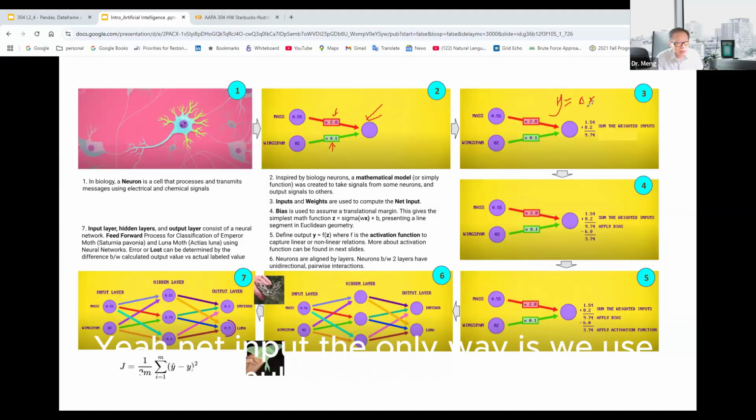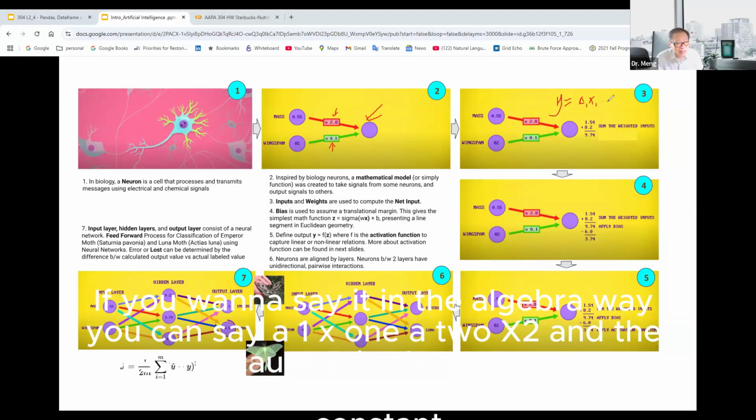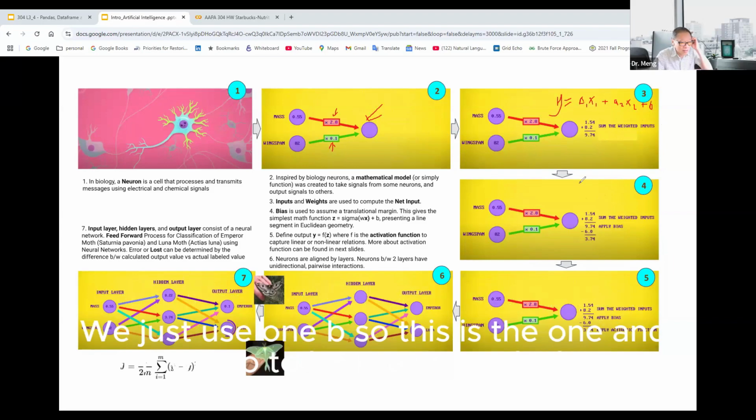AX plus B, or whatever. If you want to say it in the algebra way, you can say A1 X1, A2 X2, and the plus B, because B is always a constant. Even B1 plus B2, that would be a constant. We just use 1B. So this is the one. And then we go to here. So we add them together.